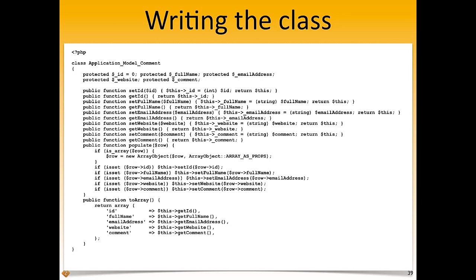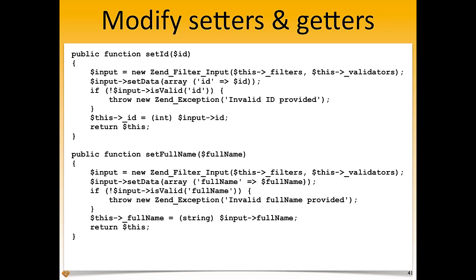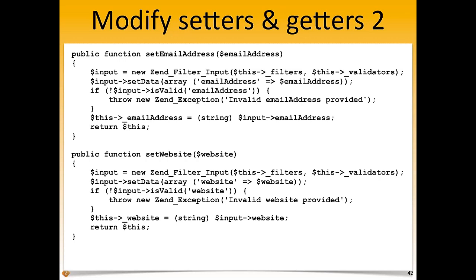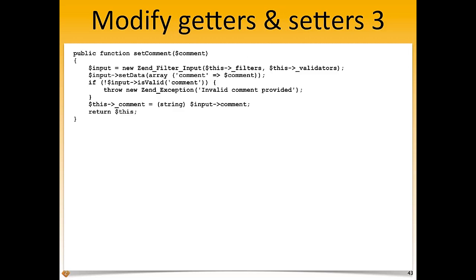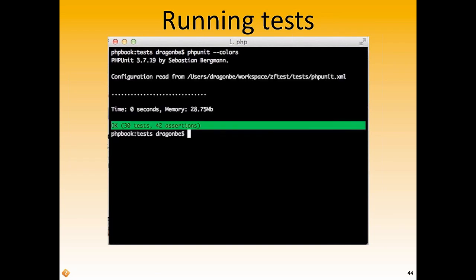Well, writing the class is one thing, but of course we need to add some validation. So we have validators that we provide, and then we have to modify our setters and getters to use those validators. So our class is immediately protected using proper validation, also for email addresses, websites, and of course the comments. And when you run your tests, it's running perfectly.